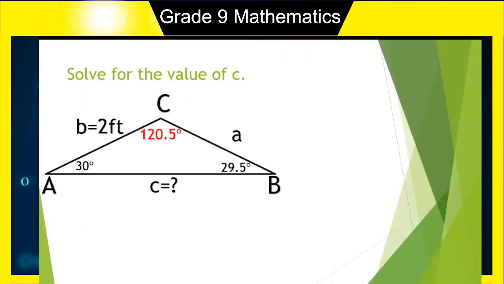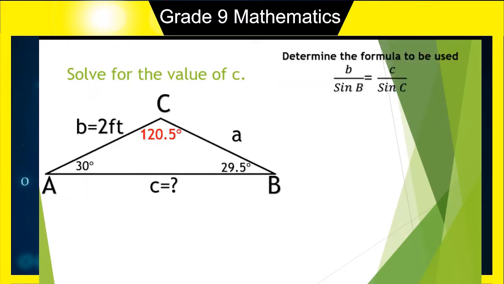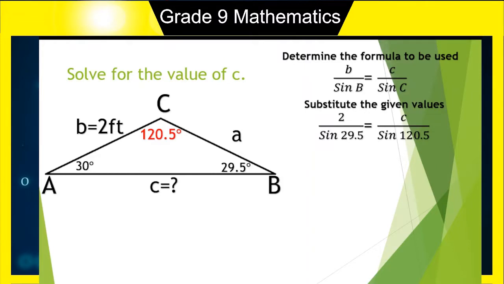Since we already have the value of angle C, we can now solve for side C by using the law of sine. It is important that we have opposite pairs, like side B and angle B, and then the other given, which is angle C. So in this case, we can use B over sine B is equal to C over sine C. The next step we are going to do is substitute the given values.